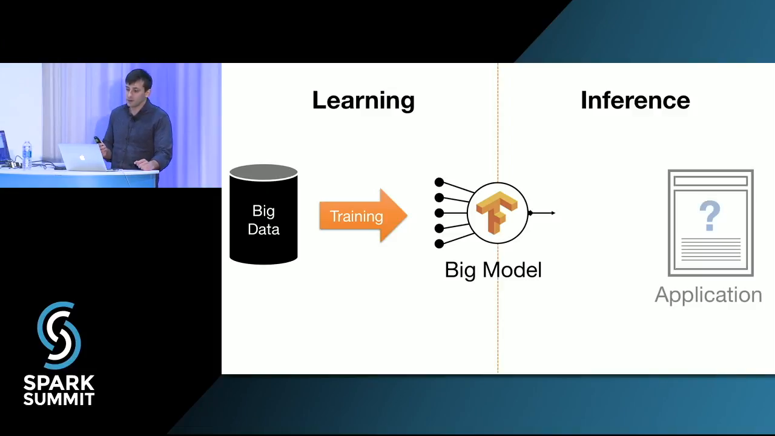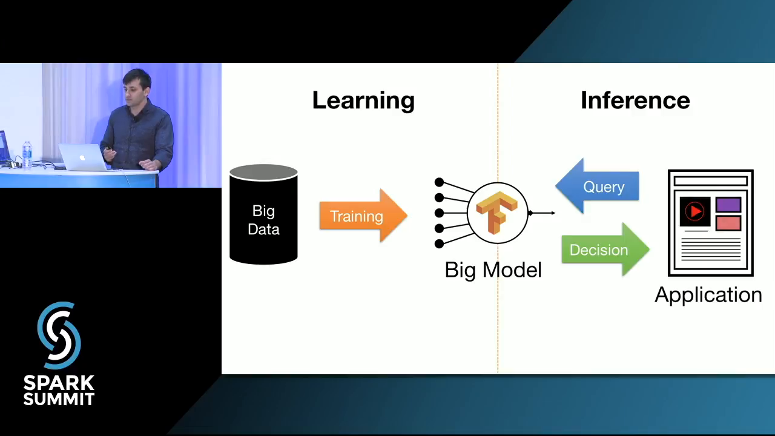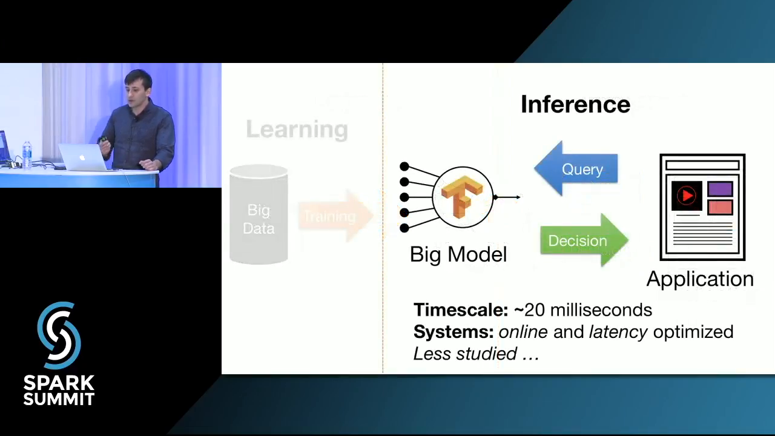But for many people, you want to use that model to actually do inference. You want to take in queries and use that model to make real-time decisions. And here, we're now suddenly talking about timescales on the order of milliseconds. We need systems that are online and latency optimized rather than throughput optimized. And this type of thing is much less studied.